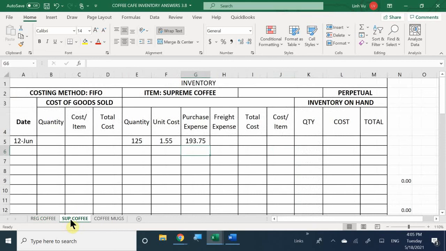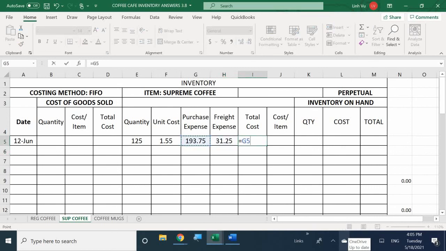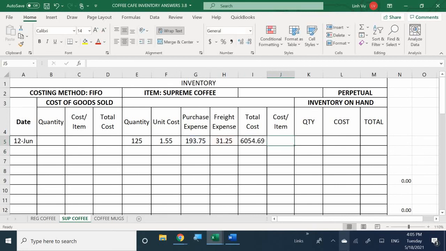The second one, we're going to do the same thing for Supreme Coffee. We're going to enter that we received it and the shipping freight cost was $31.25. So what is my total cost going to be here? $225. Oh, oops, wrong, I made a typo. I fat-fingered that. I multiplied it instead. So there we go, $225. Cost per item will be $1.80.